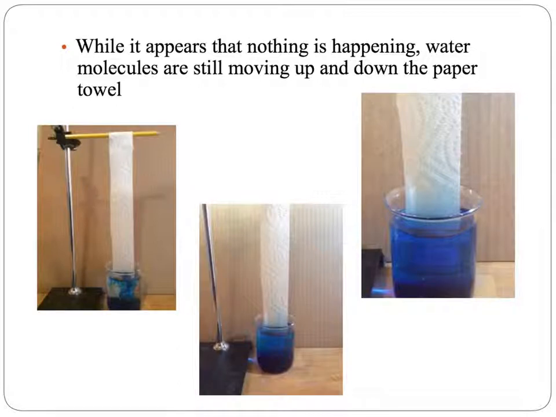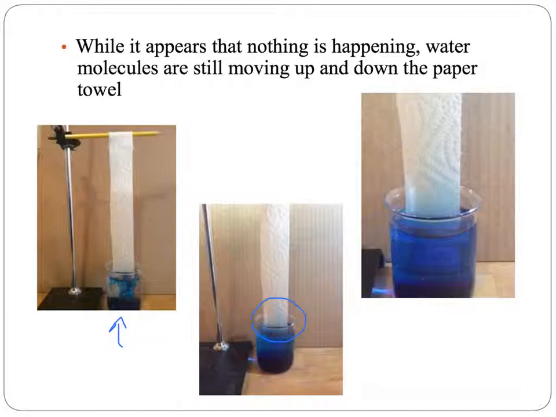But to illustrate that things were still going on down at the molecular level, I added some food dye. I just put some drops in the water. I didn't try to mix it in or anything, so it's mixing itself by diffusion. You can see after about 10 minutes there's a little bit of blue moving up the paper towel. I know it's not a real bright color, but if you look carefully, this is after about an hour.